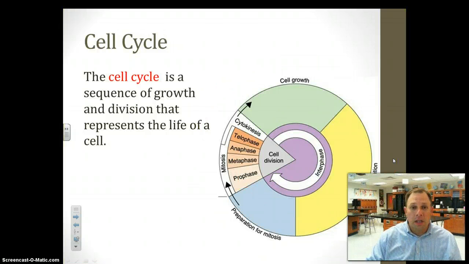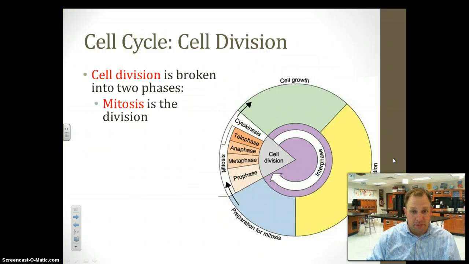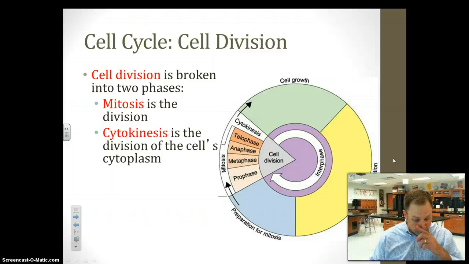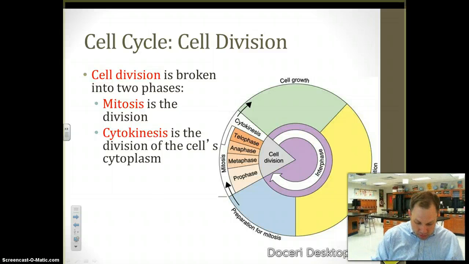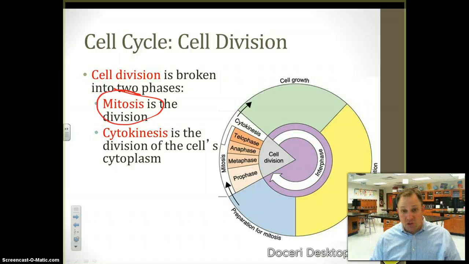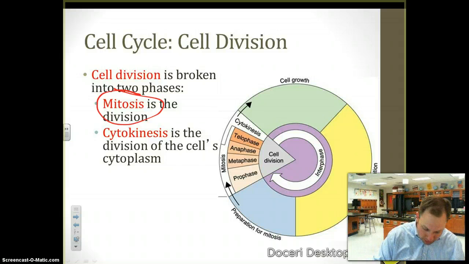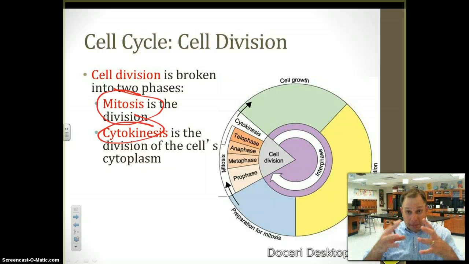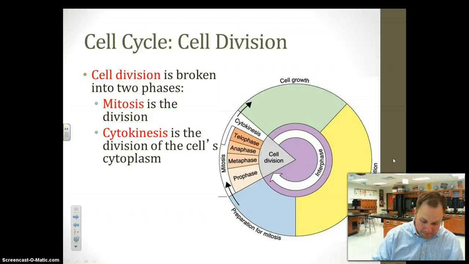Now, in the cell cycle, we have cell division. And there are two parts to cell division. We have what we call mitosis, which is the actual division process where the parts inside the cell are getting ready to divide and moving apart as the cell starts to move apart. And then we have cytokinesis, which is where the cytoplasm in the cell divides and it pinches off and creates two new cells.